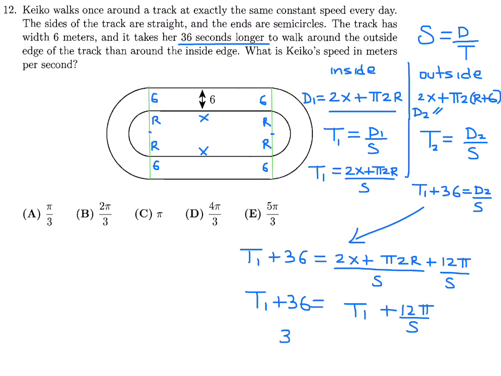And when you do, all you're left with is 36 is equal to 12 pi over S. And cross multiply and you get S is equal to 12 pi over 36. And that means that it is equal to pi over 3. So number 12, the answer is A.